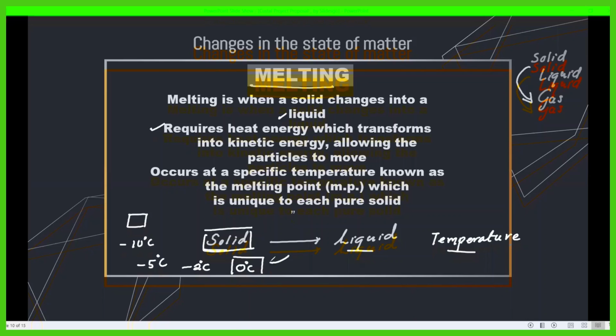So this specific temperature is known as the melting point, and the melting point is the temperature at which a solid will start turning into a liquid. For each and every substance, maybe water, or maybe milk, we have a specific melting point, and the melting point of water is 0 degrees Celsius.